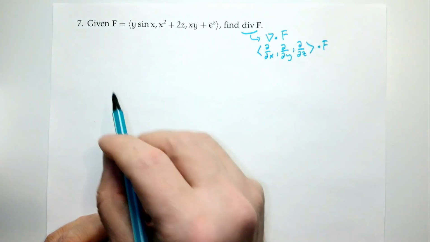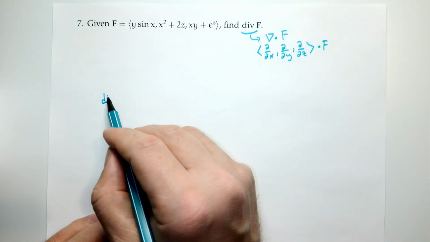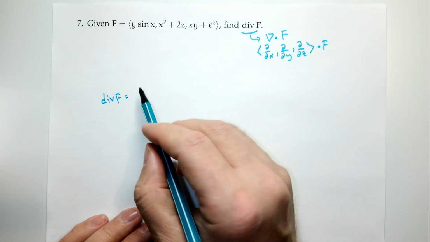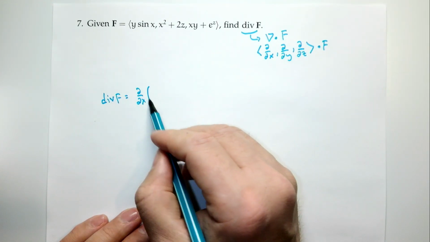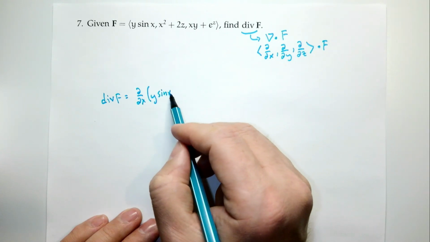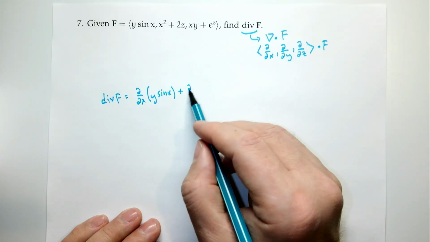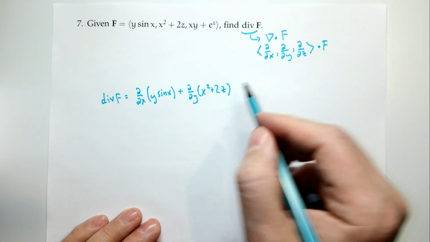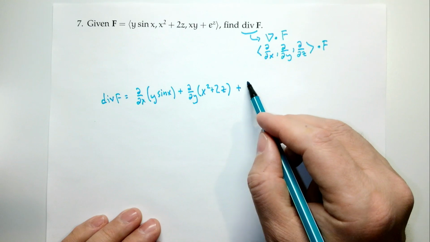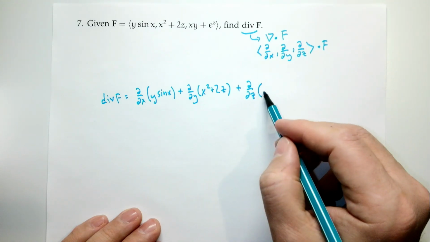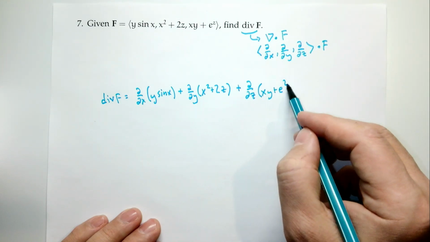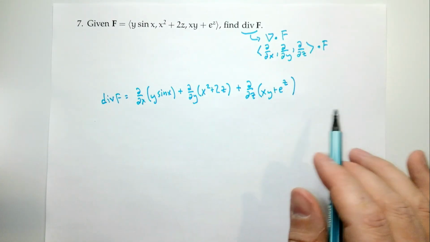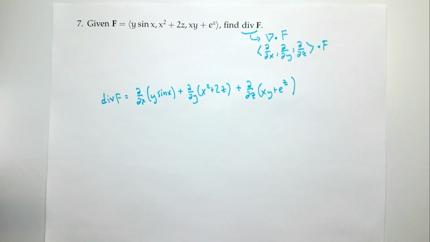So the way that the divergence of f works is you're going to take the partial derivative with respect to x of the first term, then you're going to add to that the partial derivative with respect to y of the second term, and then you're going to add to that the partial derivative with respect to z of the third term. Now when you're taking the divergence, you're not going to end up with a vector, because that's not what divergence is about. Divergence, you're going to end up with a function.